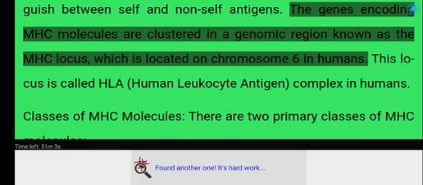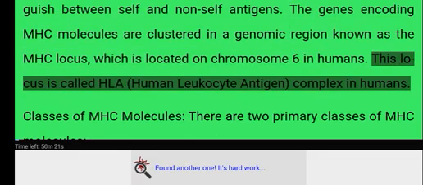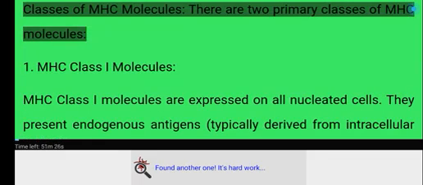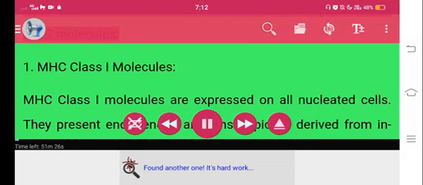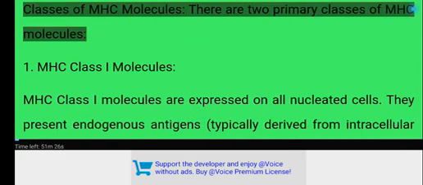The genes encoding MHC molecules are clustered in a genomic region known as the MHC locus, which is located on chromosome 6 in humans. This locus is called HLA, the human leukocyte antigen complex, in humans. Classes of MHC molecules. There are two primary classes of MHC molecules.